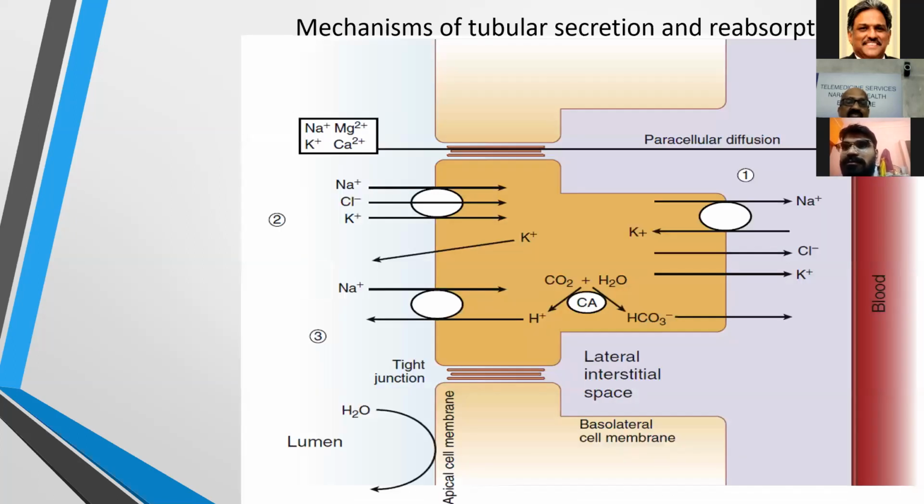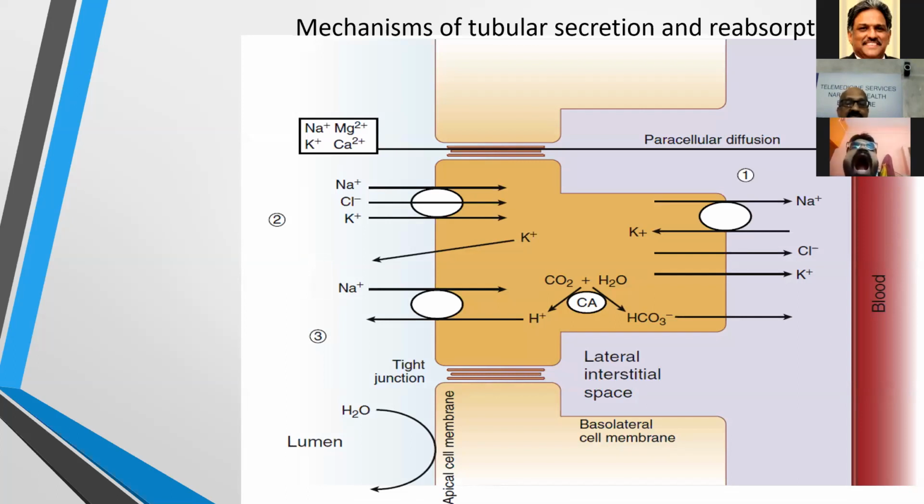Coming to the mechanism of tubular secretion and reabsorption, we said the nephron has three major functions. One is filtration, second is secretion, and third is reabsorption. All these three processes are vital for the final formation of the urine, which is excreted from the body. And we have dealt shortly with the filtration function. We'll go on to secretion and reabsorption.